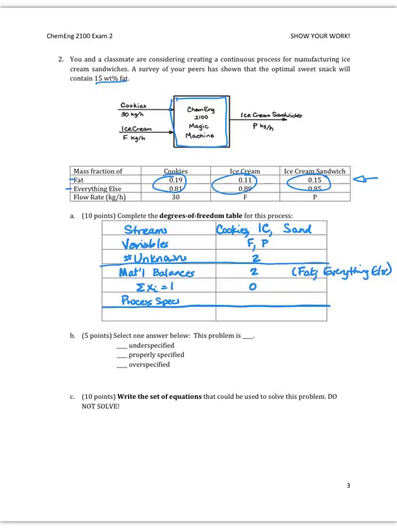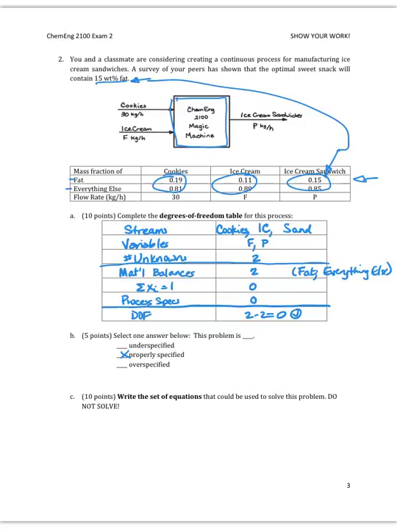Now what about process specs? When you read the problem statement, there's one kind of weird thing there. It says that the optimal sweet snack will contain 15 weight percent fat. But I've already used it in my table here. Since I've already used it, that's not going to provide any additional information, so I have no additional process specs. I can only count it as a process spec if I haven't already used it in getting my table written down. So therefore, my degrees of freedom, I have 2 unknowns, 2 equations, it's 0, so this is properly specified.